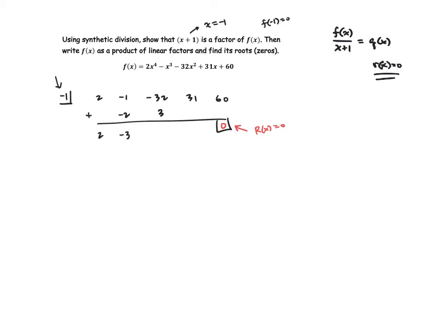Okay, so now I'm going to add -32 and +3, which gives me a negative 29. Multiply negative 1 and negative 29, I get 29. Okay, I add those two together, I get a 60. And I multiply negative 1 times 60, I get a negative 60. And look at that, very nice.